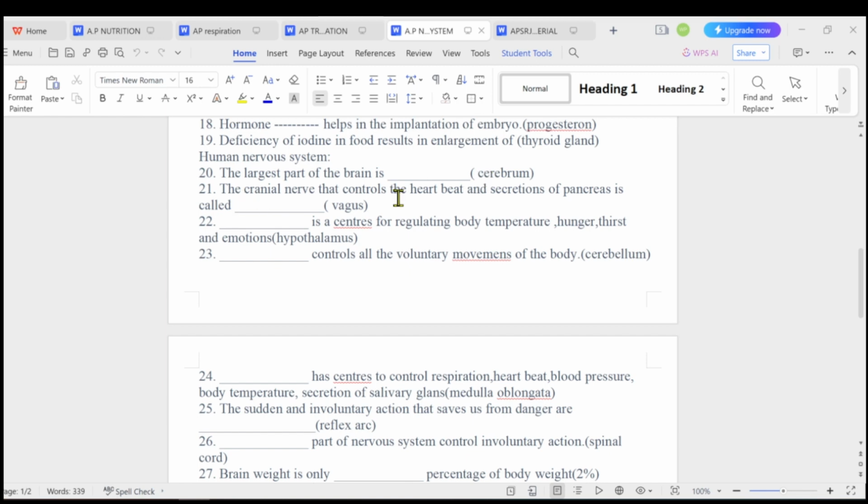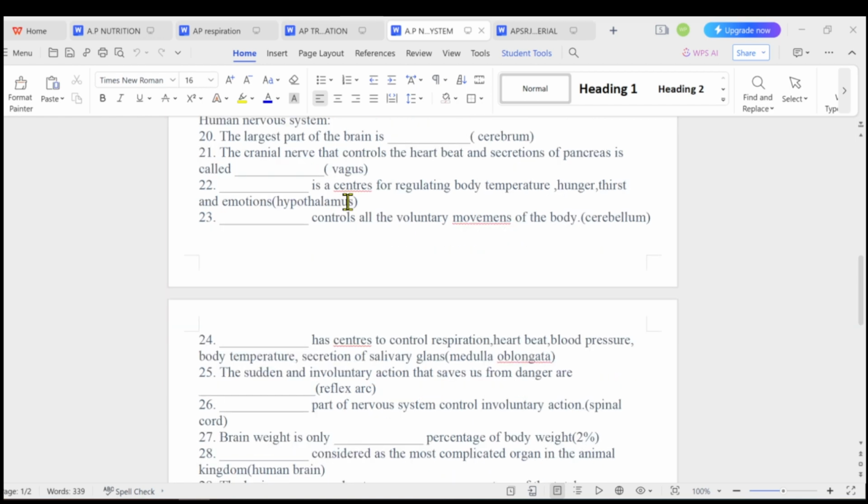The cranial nerve that controls the heartbeat and the secretion of the pancreas is called the vagus nerve. This is the 10th cranial nerve. Its duty is to control the heartbeat and the secretions of the pancreas. Next question: the center for regulation of body temperature, hunger, thirst, and emotions is nothing but the hypothalamus. So the hypothalamus regulates our body temperature, hunger, thirst, and emotions.